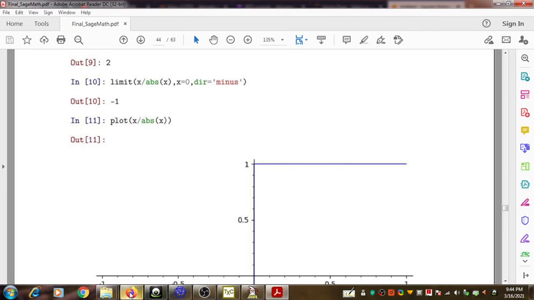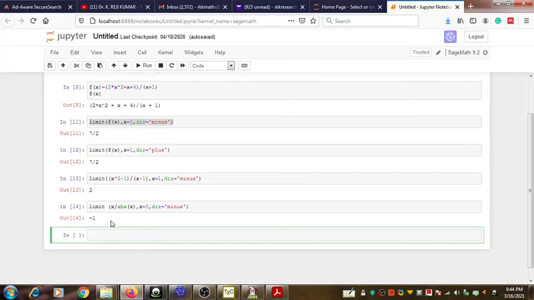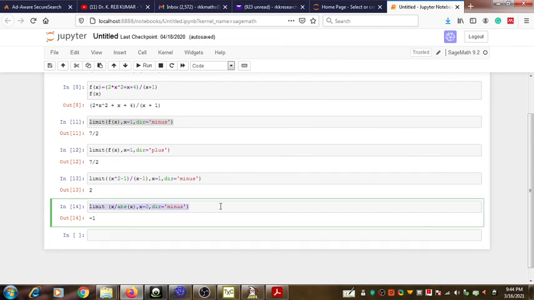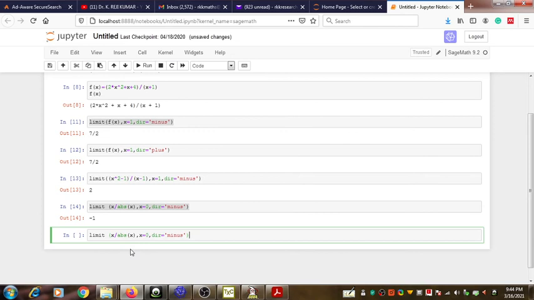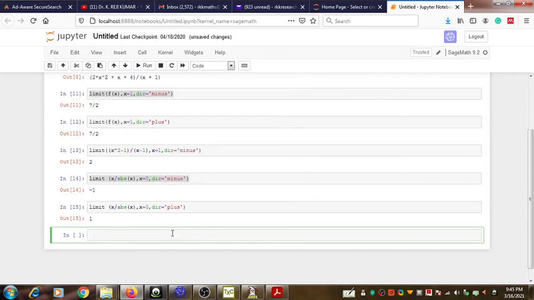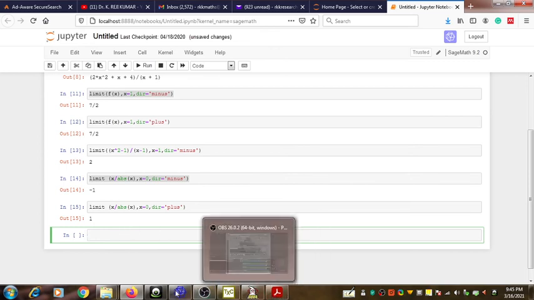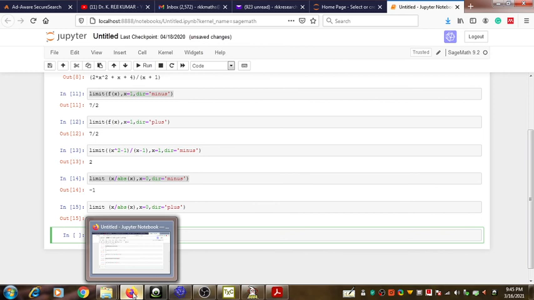Let's try that. Okay, that is done. You can verify that. I am going to replace this minus by plus, so it will give you the right limit. Yes, plus 1. You can see this here. This is plus 1.